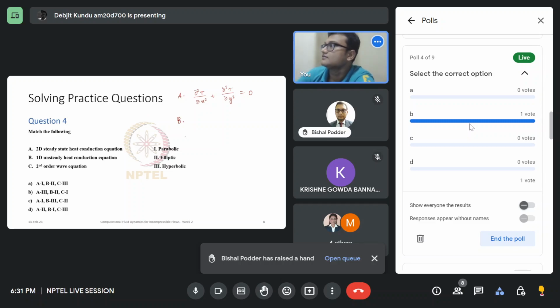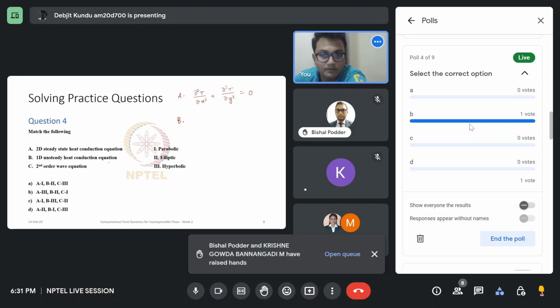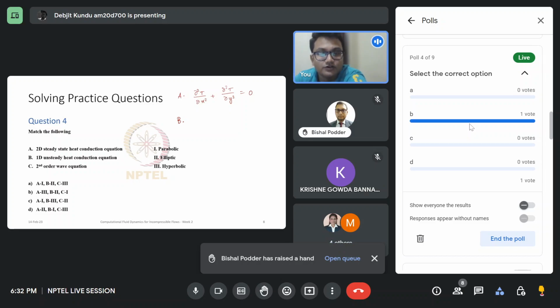So the second equation, the 1D unsteady heat conduction equation. How does it look? If you have anything to say, you can always unmute and ask. No need to raise hands. Vishal Poddar and Krishna Goda, you have your hands raised. You can voice your concerns or doubts without any hesitation. No need to raise your hand.